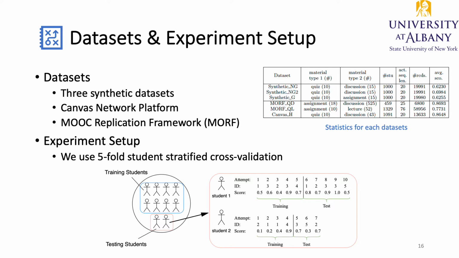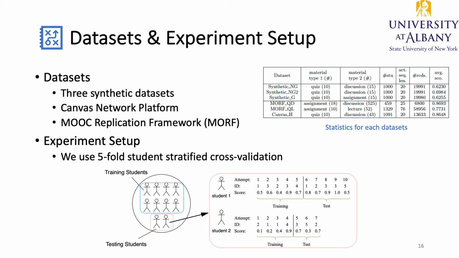We use 6 datasets to evaluate our model. 3 of them are synthetic datasets. For real-world datasets, we select one course from the open online Canvas network platform. Quiz and discussion of this course are the 2 types of learning materials in our experiments. We also use 2 datasets from the MOOC replication framework Morf. This platform includes different kinds of learning materials for one course, such as quiz, assignment, discussion, and lecture. We select quiz and discussion as one dataset, and quiz and lecture as another dataset. The statistics for these 6 datasets are shown in this table.